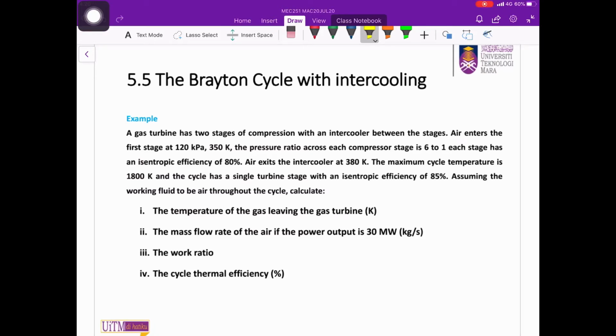Example, the Brayton cycle with intercooling. A gas turbine has two stages of compression with an intercooler between the stages. Air enters the first stage at 120 kPa, 350 Kelvin. The pressure ratio across each compressor stage is 6:1.